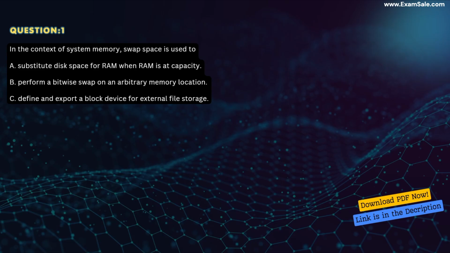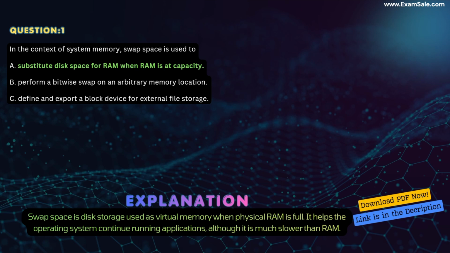Correct answer: A. Substitute disk space for RAM when RAM is at capacity. Explanation: Swap space is disk storage used as virtual memory when physical RAM is full. It helps the operating system continue running applications, although it is much slower than RAM.